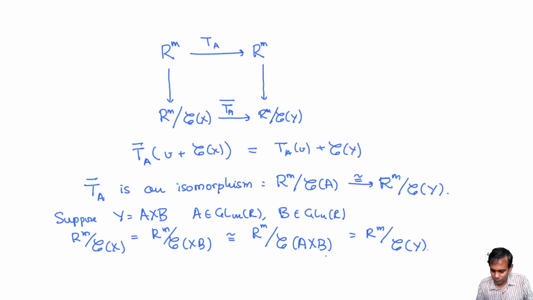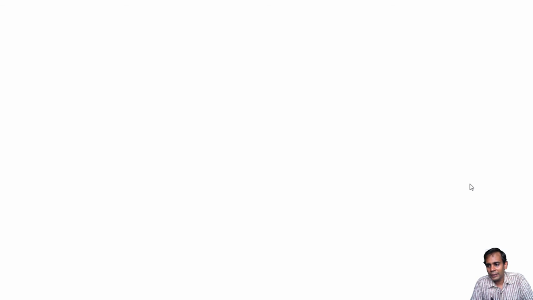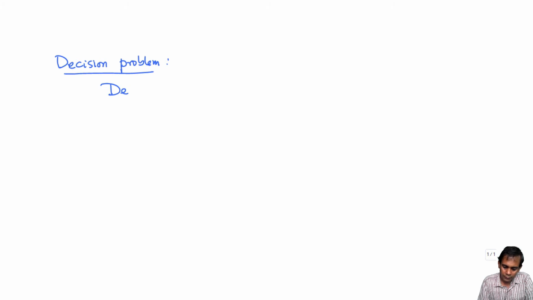That's it, that's done. So what we get is that if two matrices X and Y are equivalent, then when you think of them as matrices of relations, they define isomorphic R modules. So if I give you two m by n matrices with entries in a ring R, how will you decide if they are equivalent or not? So this is a decision problem. Determine if X is equivalent to Y.